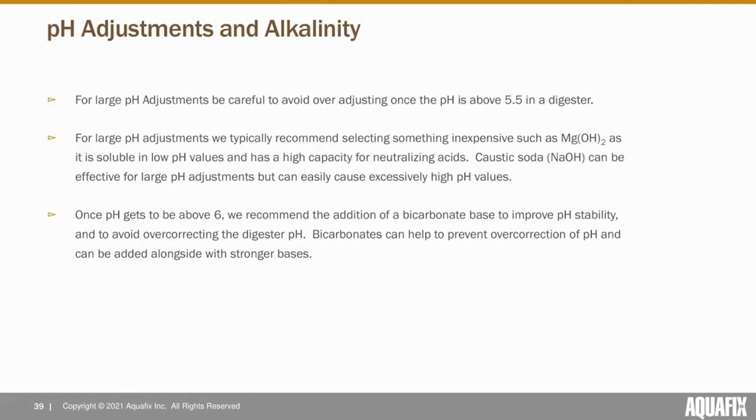All right, pH adjustments and alkalinity. I covered this a little bit earlier, so I'm going to go through it fairly quickly. But be careful adjusting the pH when it's over 5.5 in the digester. For large pH adjustments, we recommend something inexpensive. But once you hit that 5.5 to 6 range, introduce something that has more bicarbonate in it. So we have our Boost and Lock, which you saw a couple slides ago, which is formulated to have several of these different compounds mixed together to prevent things like sodium toxicity I mentioned earlier, and also it will give you a decent amount of buffering capacity, so your pH is unlikely to skyrocket or drop off right away once you stop adding the pH adjustment tool.